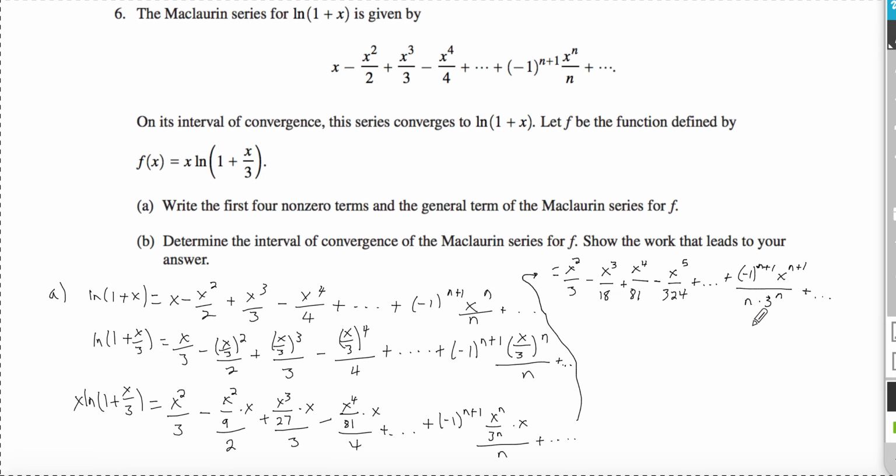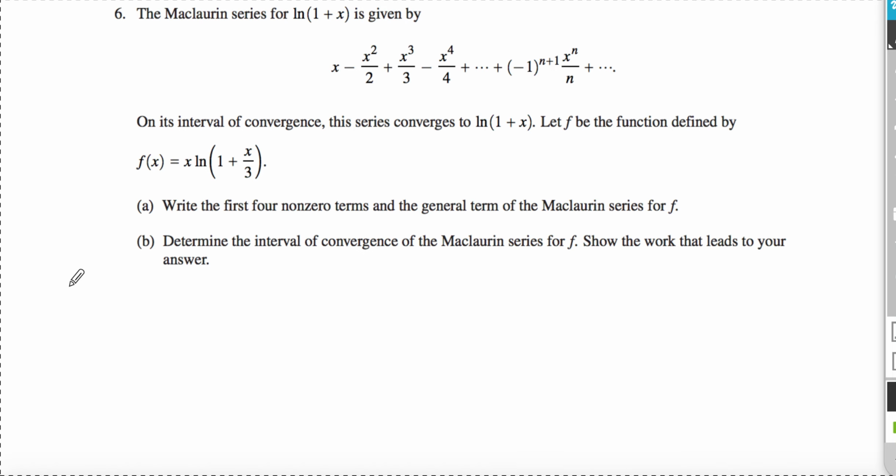All right, let's look at part B. Okay, part B. Now it says determine the interval of convergence of the Maclaurin series for f. The interval of convergence for the Maclaurin series for f that we just found. Show the work that leads to your answer. All right, interval of convergence. One of the easiest things, as we have seen, to find interval of convergence is actually to use our ratio test. We saw that already today. So let's go ahead and do that for this.